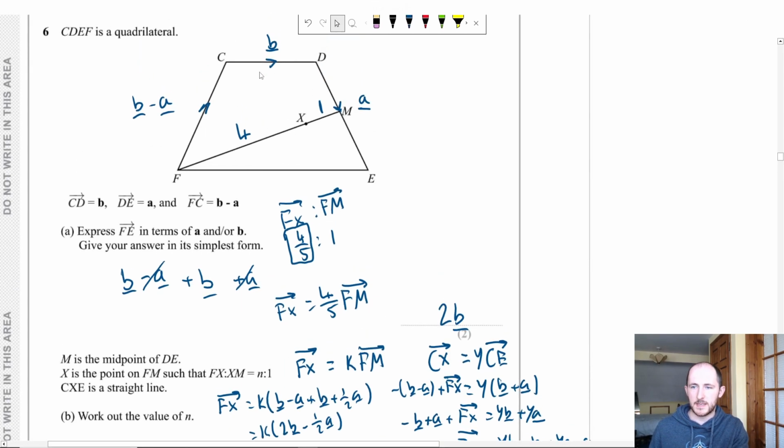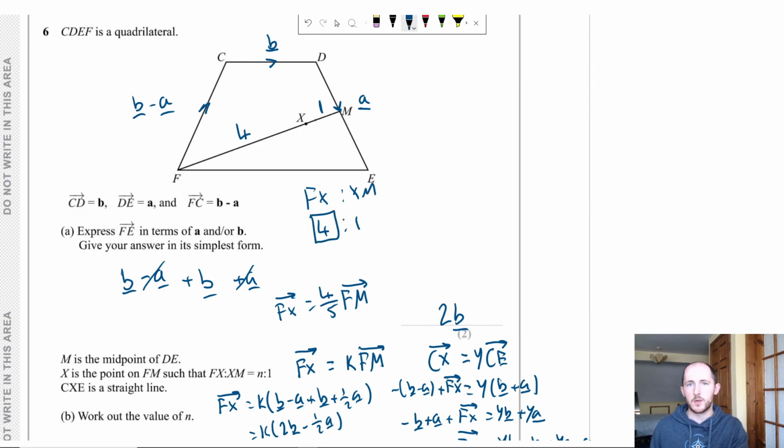But if I'm looking at just this part up here, in case you're wondering, f of x is 4 and x m is 1, so the ratio is 4 to 1, so n is equal to 4. So what I just showed you is, if the actual question was f of x to f to m, then you would compare them like I just did. But in this case, don't forget, it says f x to x m, which is 4 to 1, because there's 4 parts for f of x and 1 part for f to m.